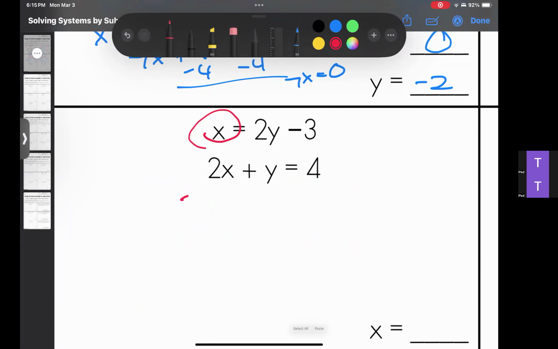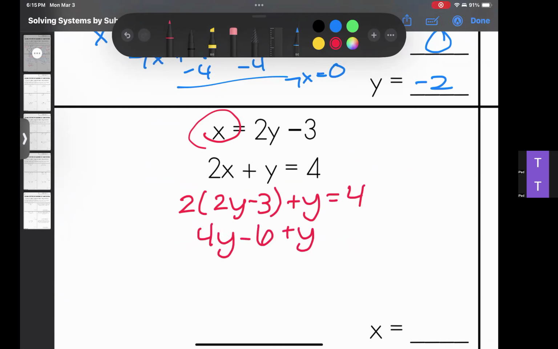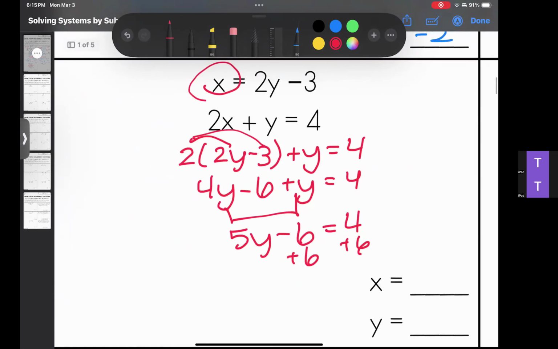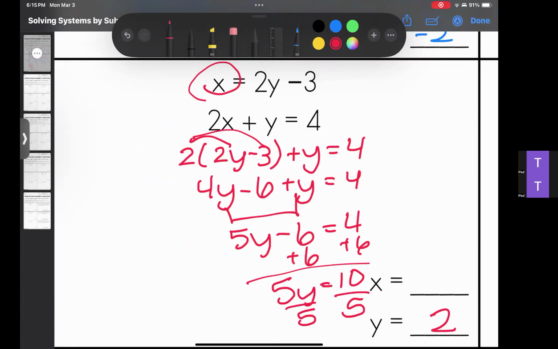I'm going to say 2 times 2y minus 3 plus y equals 4. Distributing, 4y minus 6 plus y equals 4. I'm going to put these together and get 5y minus 6 equals 4. Add 6 to both sides, and with 5y equals 10, divide both sides by 5. Y is equal to 2.